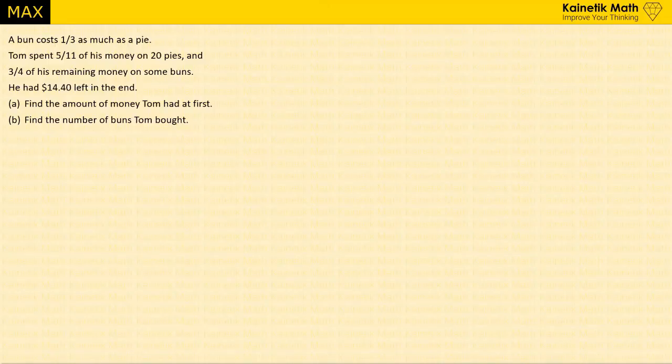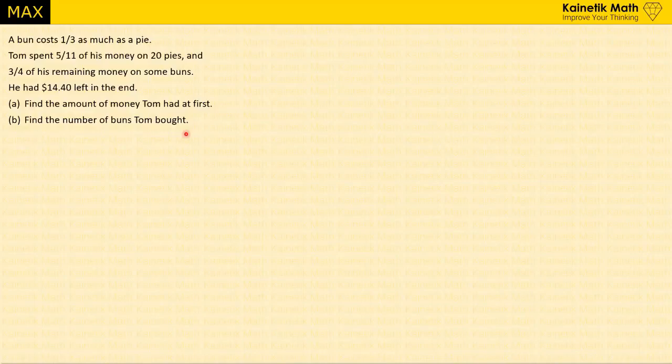So let's jump straight to the first word problem. Okay, let me just quickly read through. A bun cost 1/3 as much as a pie. Tom spent 5/11 of his money on 20 pies and 3/4 of his remaining money on some buns. He had $14.40 left in the end. Part A, find the amount of money Tom had at first. Part B, find the number of buns Tom bought.